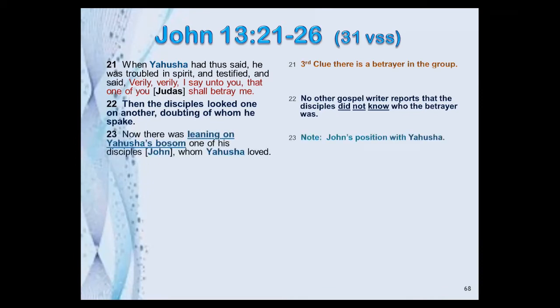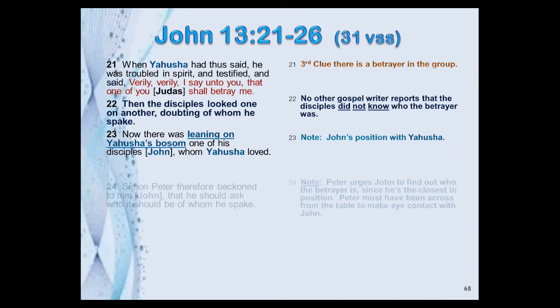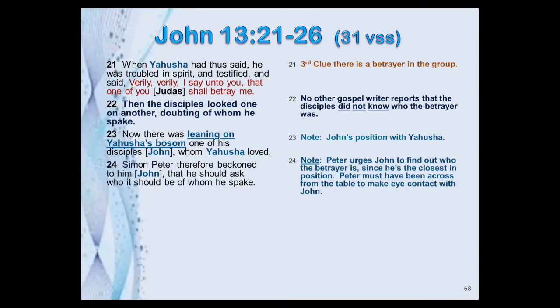Let's look and see what happens here. Verse 23: "Now there was leaning on Yahusha's bosom one of his disciples, and it was John, whom Yahusha loved." I want you to note John's position with Yahusha. He was leaning on his bosom. He loved his master so much. He was as close as he could possibly get. Verse 24: "Simon Peter therefore beckoned to him." Now remember, Peter and John were pretty close friends. Simon Peter beckoned to John that he should ask who it should be of whom he spake.